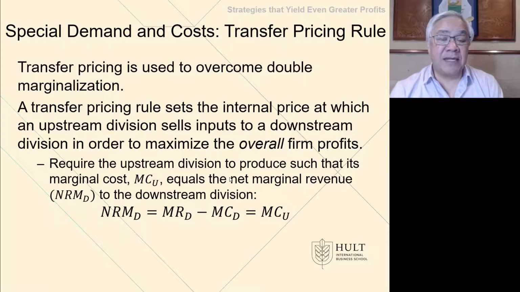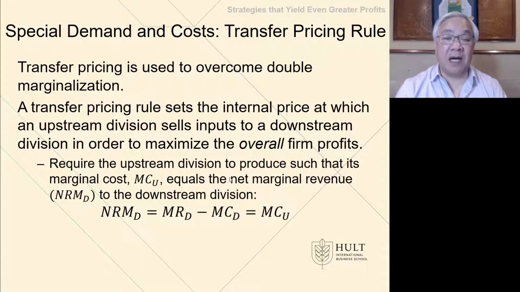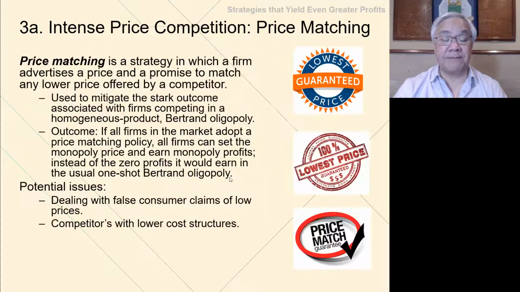So the transfer pricing formula that we should use is to overcome this double marginalization. The rule requires that the upstream division produces such that the marginal cost, MCU, equals the net marginal revenue, NMRD, to the downstream division. And it's captured below. Marginal revenue minus marginal cost.